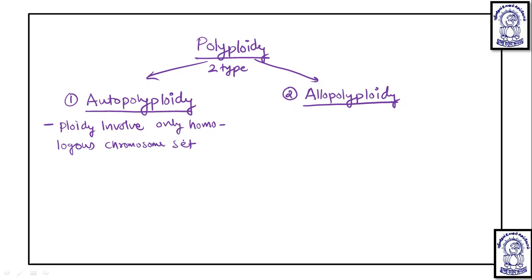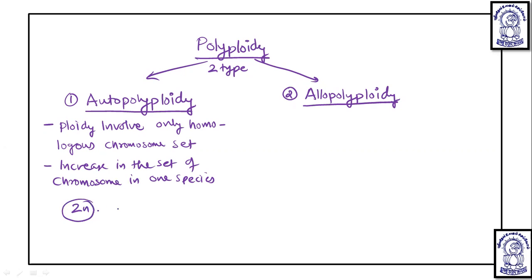So what is happening here, increase in the number of the same genome. Increase in the set of chromosome in one species itself, then it is autopolyploidy. So if the 2n is there, diploid is there, and it becomes 4n, then it is autopolyploidy. Means within a cell, a basic set is getting increased in the same species.